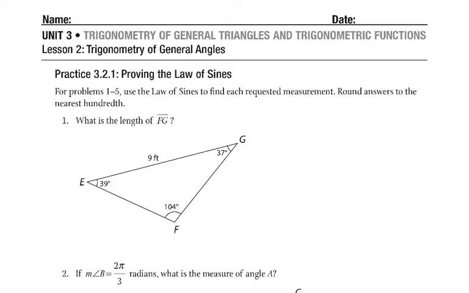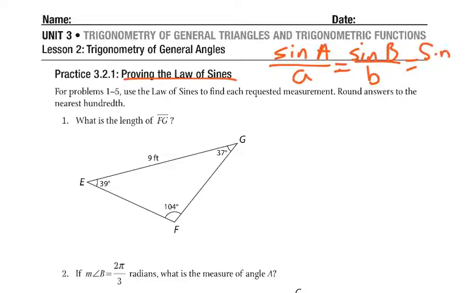Math 3, practice 3.2.1, proving the law of sines. So remember, the law of sines is stated like this, roughly: the sine of angle A over side A is equal to the sine of angle B over side B, which is also equal to the sine of angle C over C.